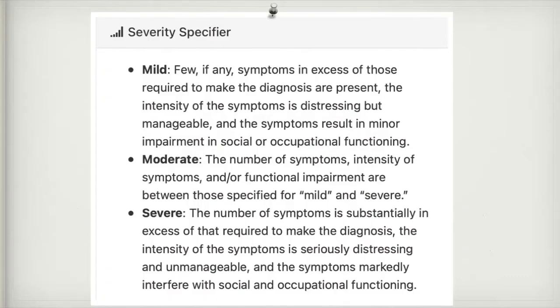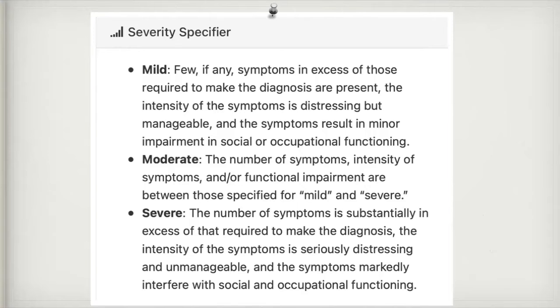Then we can differentiate the severity into mild, moderate, and severe. Mild is when the patient has the symptoms but not major impairment in social or occupational functioning, just minor impairment. Severe would result in seriously distressing and unmanageable symptoms and even suicidal ideation and suicide attempt. And moderate is in between the two.